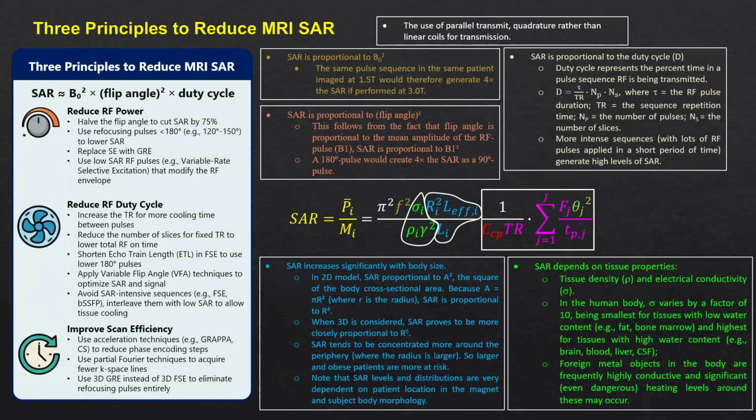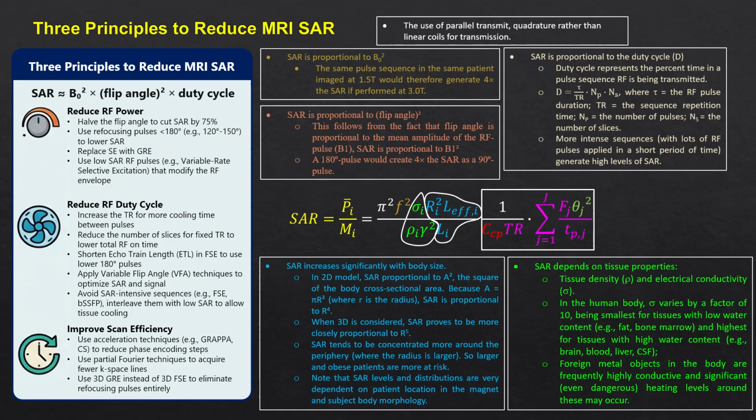From a patient-related perspective, SAR is not constant across individuals. It increases significantly with body size, since larger patients have greater tissue volume and altered electromagnetic field interactions. Tissue properties also matter, including conductivity and permittivity, which affect how RF energy is absorbed and distributed within the body.